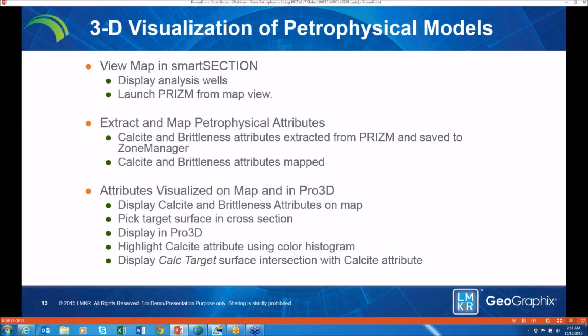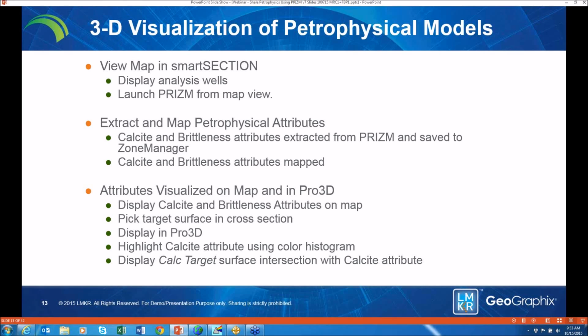First, I will view the map and smart section of the wells used in the analysis. From there, I will select one of the wells and launch it in PRIZM. In PRIZM, I will examine the petrophysical attributes and extract the attributes of interest within the zone of interest for mapping. The smart section cross-section will be used to pick the target surface based upon the petrophysical attributes. The target surface will then be incorporated into the smart section frame builder for 3D geomodeling.